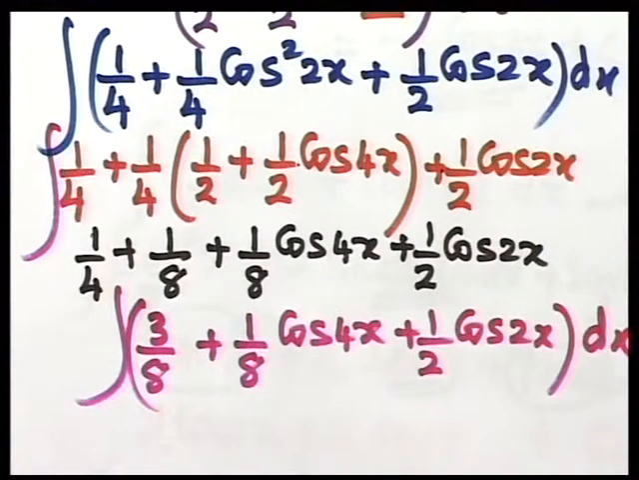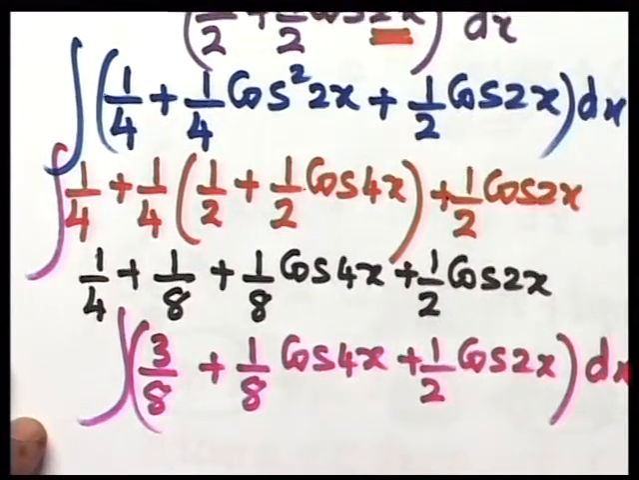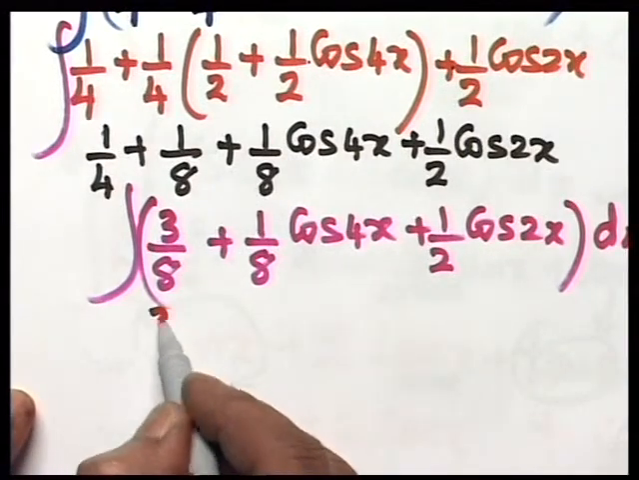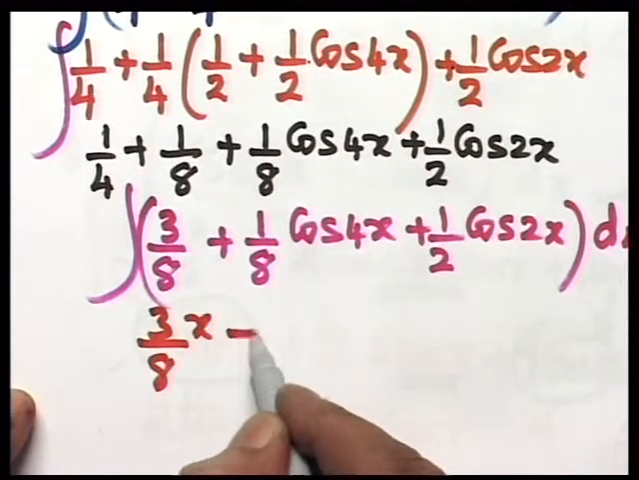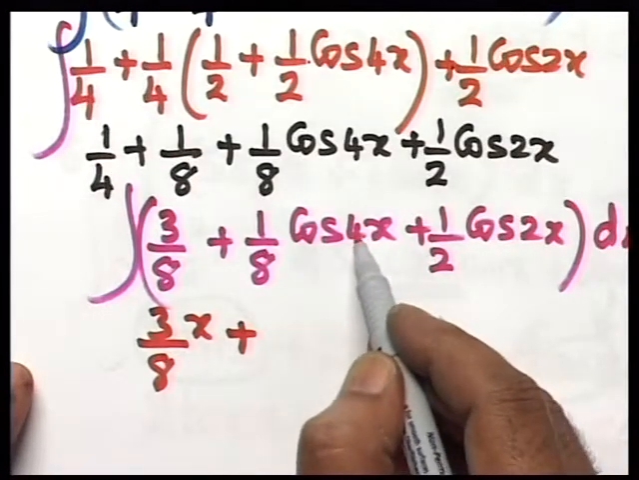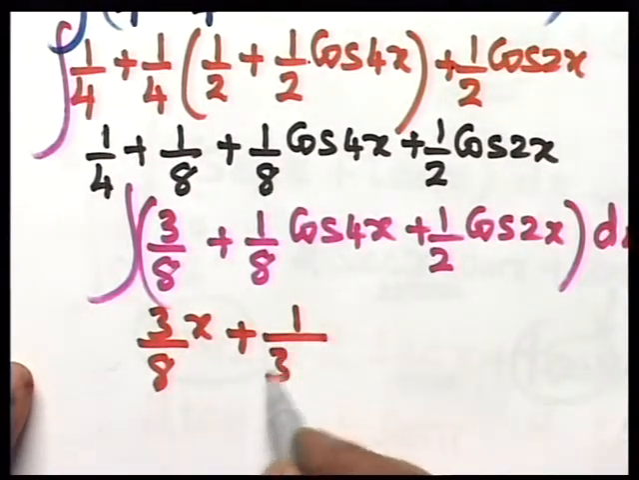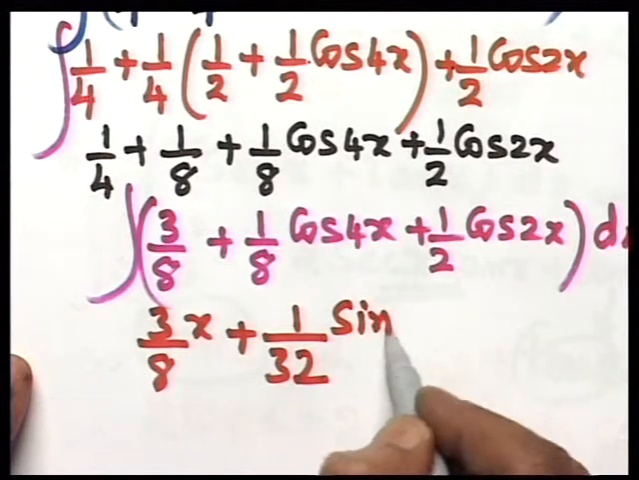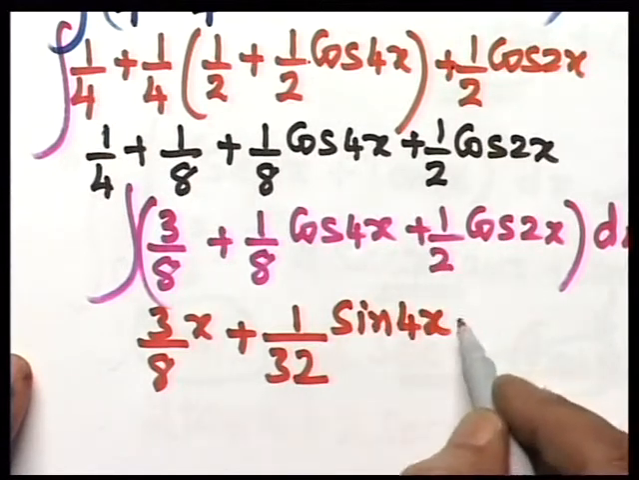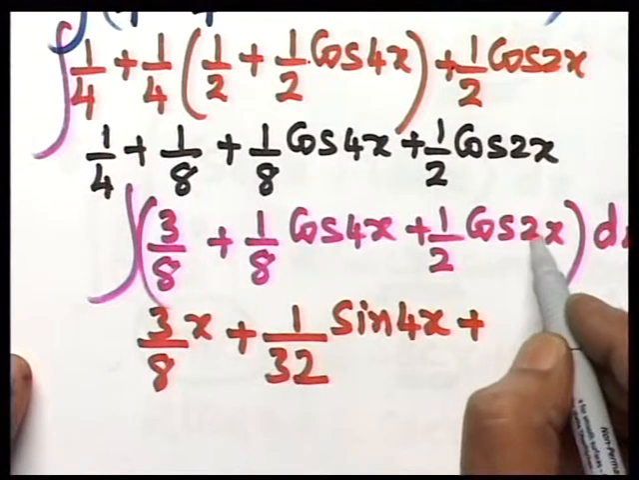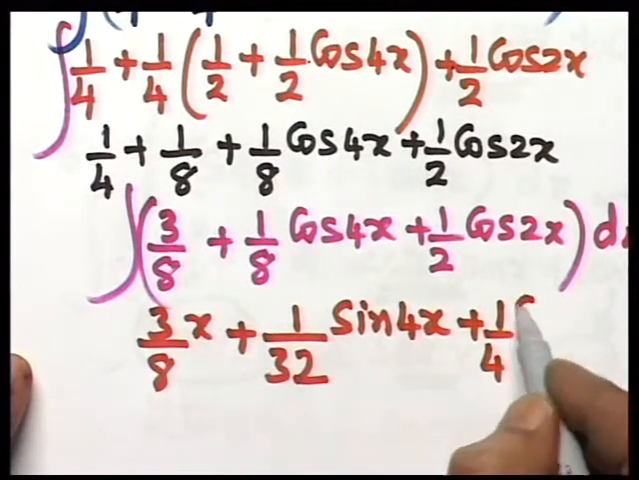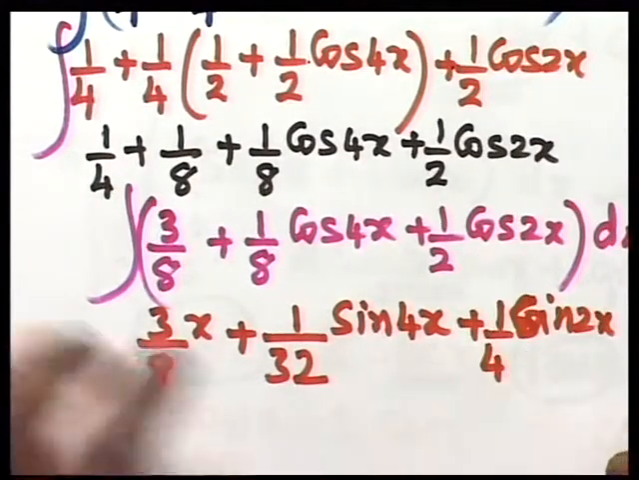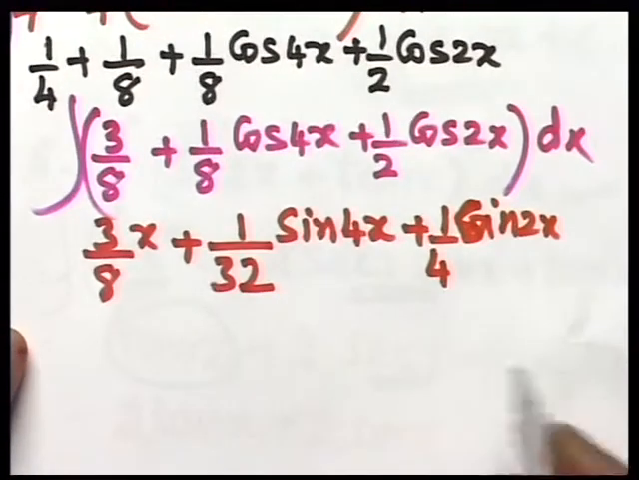Integration, please, of 3 over 8. Integration of 3 over 8 is 3/8 x, isn't it? With respect to x. So 3 over 8 x plus, we use the chain rule, the reverse, so the 4 comes down. So it's a 1 over 32 cos theta. Integration is just a sine theta. So that's a sine 4x. And then plus reverse of the chain rule. So 2 comes down. That's a quarter cos 2x. Sine 2x, isn't it? Integration of cos is sine, please. So those are the three, and then say plus c.